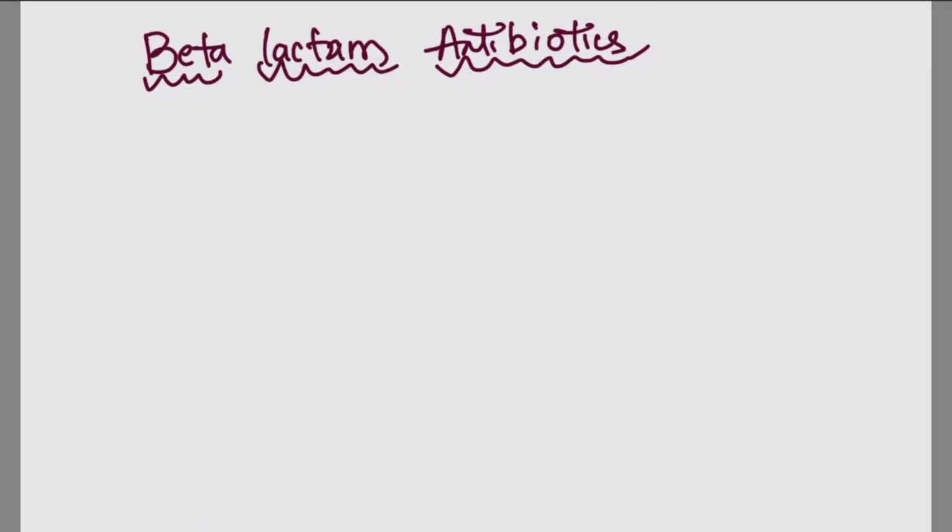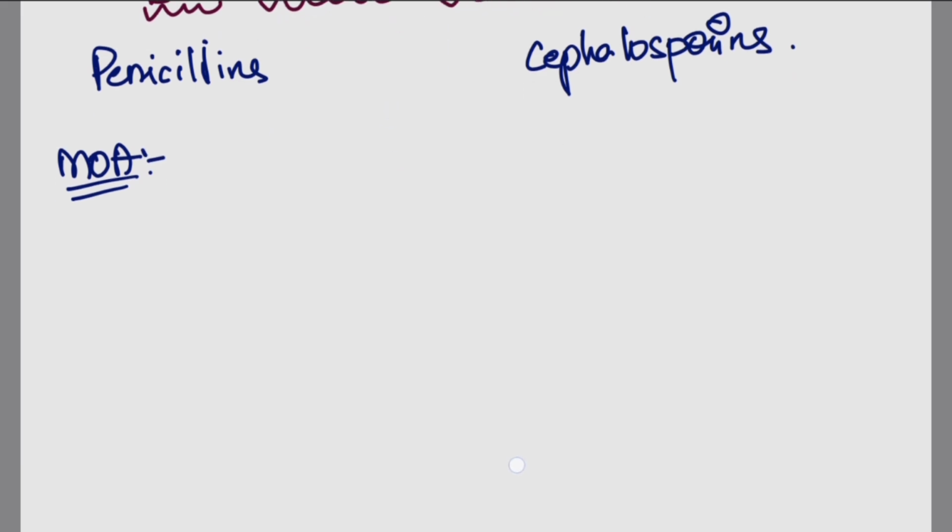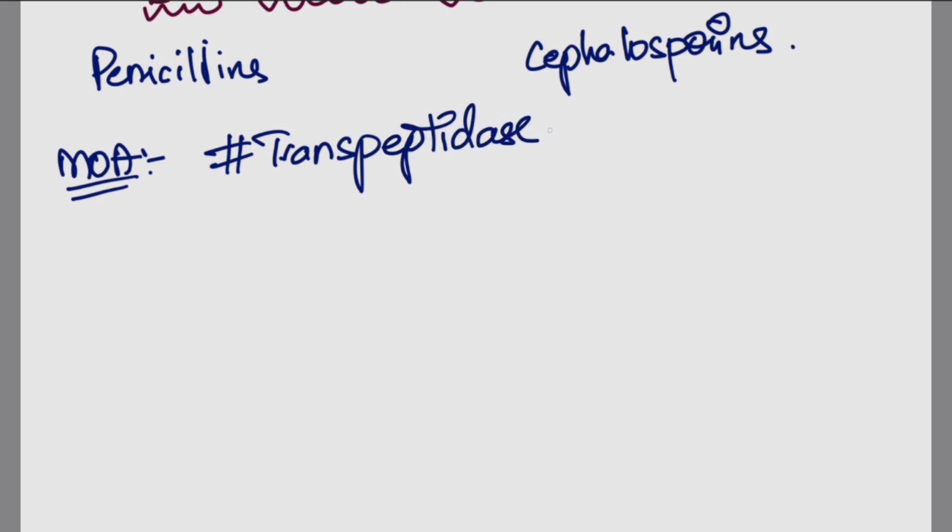Antibiotics that contain the beta-lactam ring in their structure. The two groups concerned are the beta-lactam antibiotics, the penicillins, and second, the cephalosporins. What is the mechanism of action of these beta-lactams? They inhibit cell wall synthesis by inhibiting the transpeptidases.